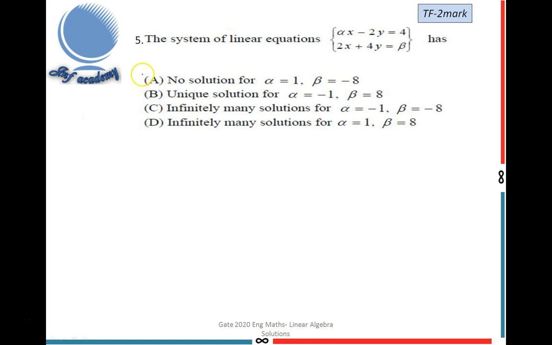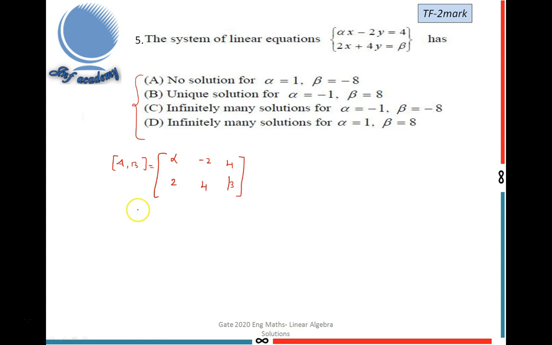You have to analyze the four options. This question is from the TF department. It has 2 marks. First, I write the augmented matrix A comma B. Augmented matrix A comma B. What is that matrix? Alpha, minus 2, 4, 2, 4, beta.